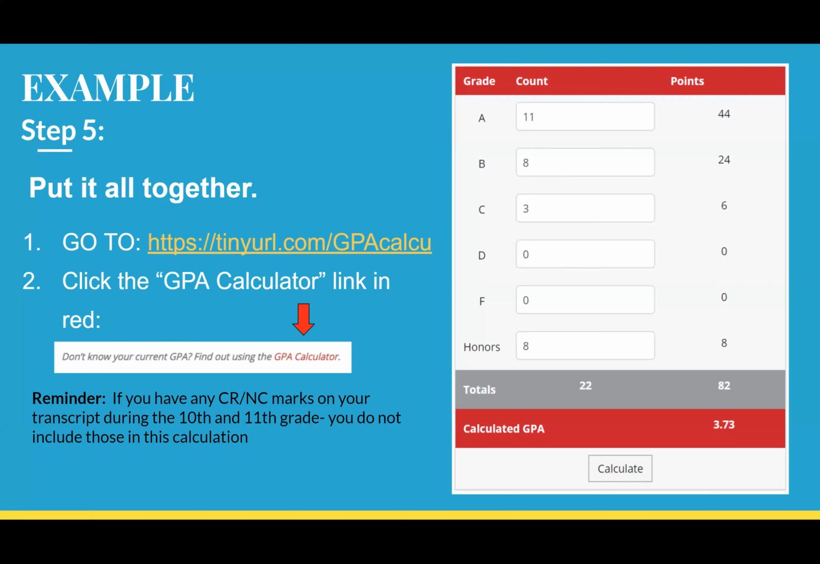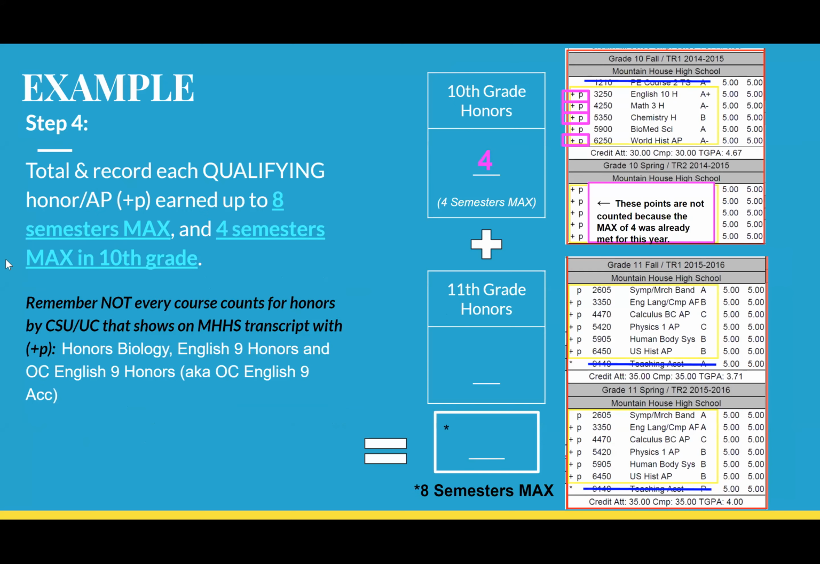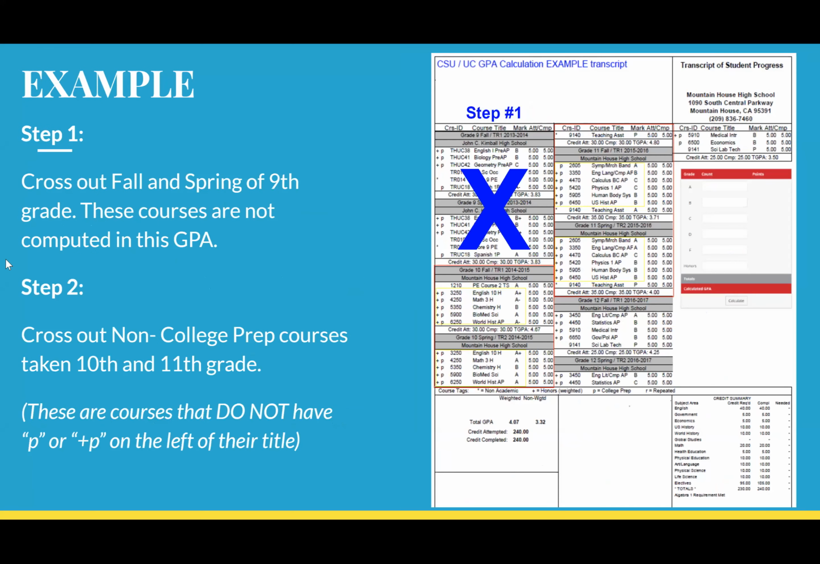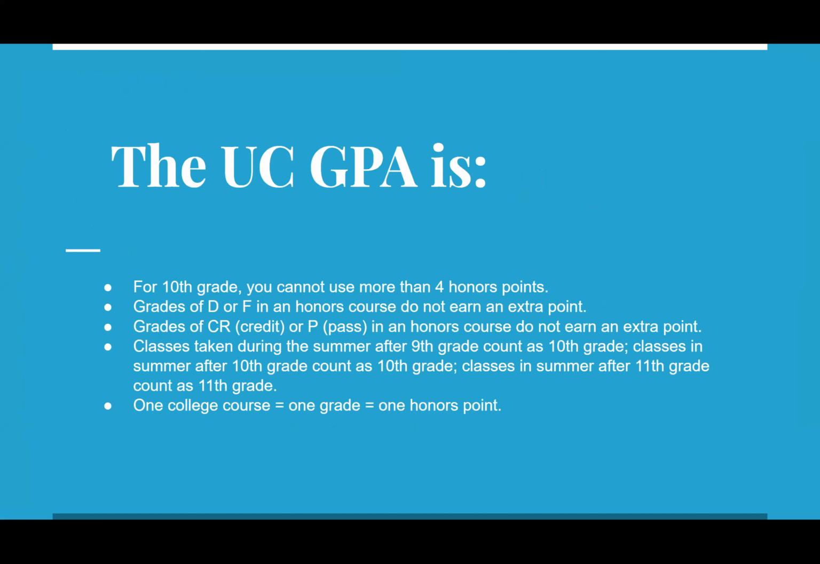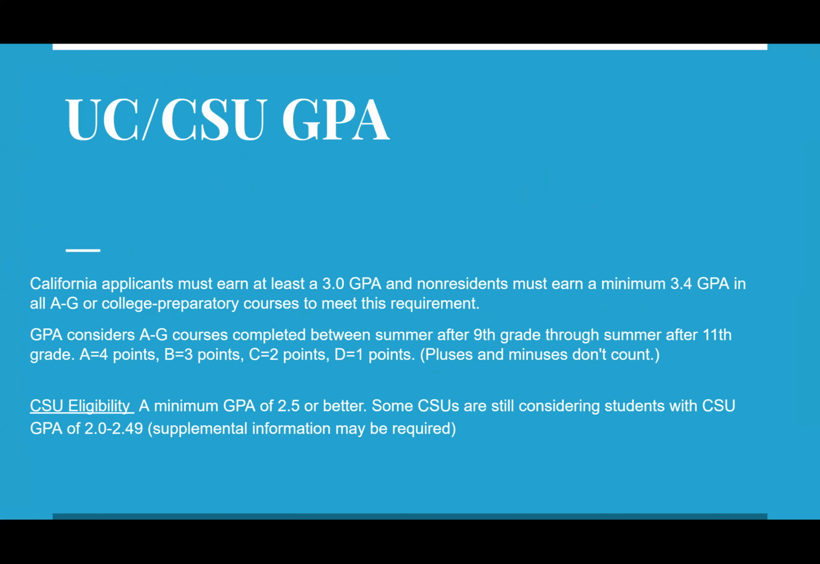For Mountain House High School, A is 4 points, B is 3 points, yes. For Mountain House High School, that is how we issue points. So if anyone wanted to just hand calculate it, you can do that. A is 4 points, B is 3 points, C is 2 points, D is 1 point, F is a 0, and pluses and minuses don't count.